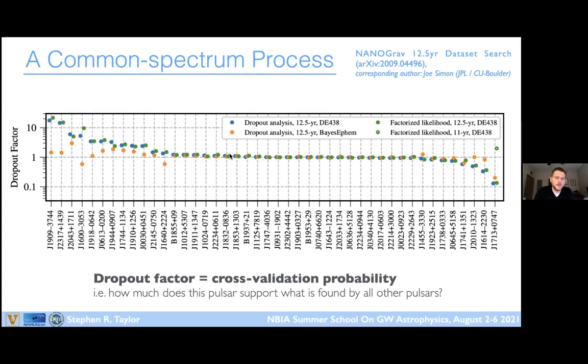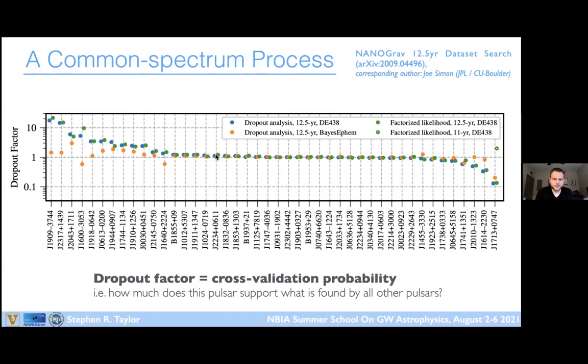Now, there are a lot of pulsars that simply don't care about this signal, because they have dropout factors of one, which means that they're completely ambivalent to the presence of this signal. The reason they're ambivalent is that either they don't have long enough timing baselines to probe down into the relevant frequency range, or they have noise that makes it difficult for them to arbitrate on this process in the first place. So they're either too noisy, or they don't have enough data to get into the right frequency range.